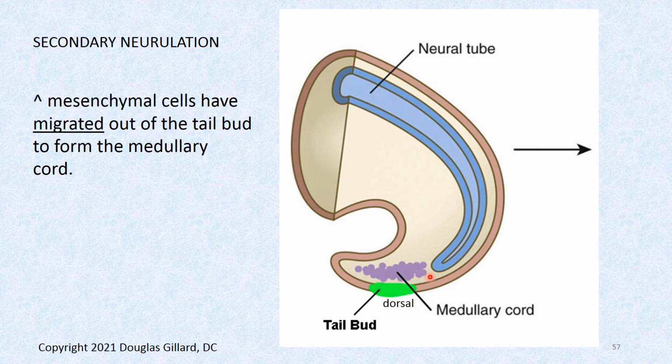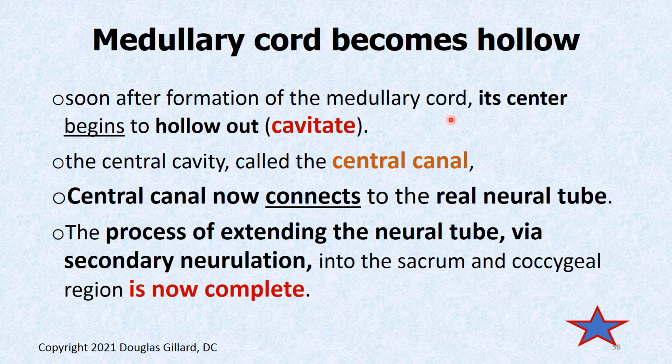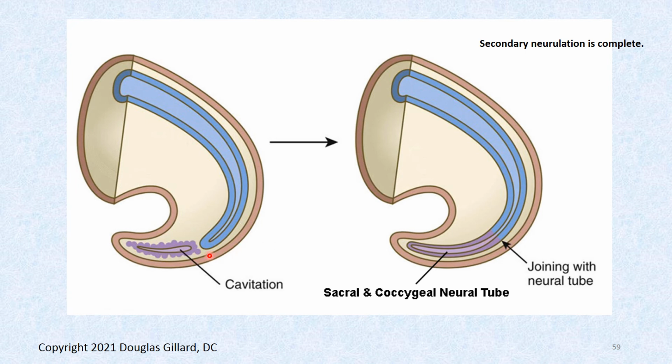The next thing that happens is it hollows out, and a kind of central canal is created there, if you will. And then it connects to the real neural tube, and the two morph together. And that's pretty much the end of the story. So cavitation is the process where this secondary neurulation, or this tube becomes tube-like, and then it binds with the real original tube, and you can see that they've joined here. And so now secondary neurulation is complete.